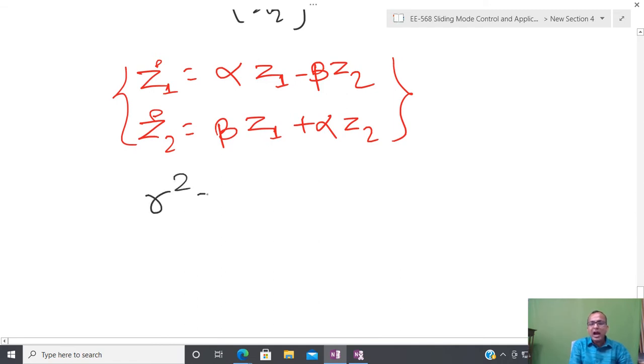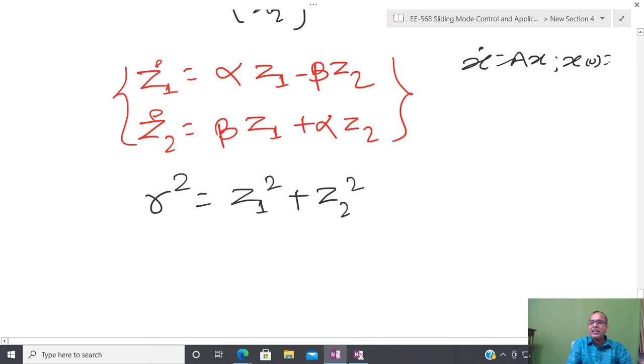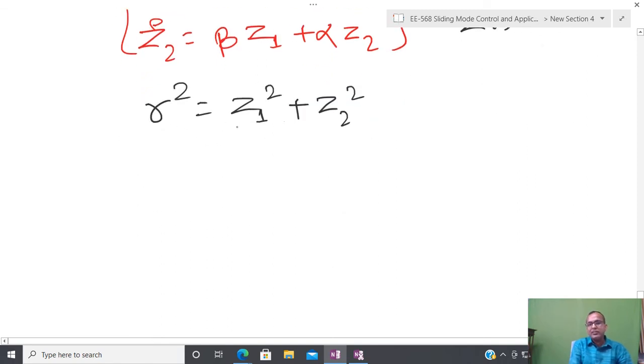So I am going to define r square equal to z1 square plus z2 square. Whenever I am writing x dot equal to Ax, I have some initial condition x0. After transformation also, z0 has some initial condition. One more thing, whenever we are talking about polar coordinates, I am expressing everything in terms of a radial vector and an angle. So I am assuming that tan theta is z2 by z1.